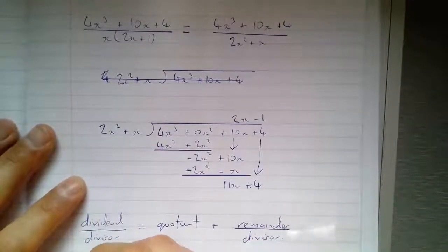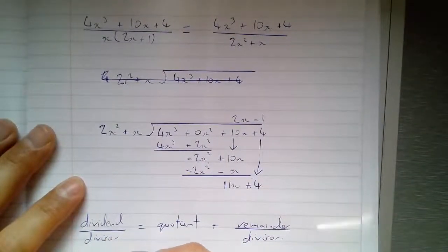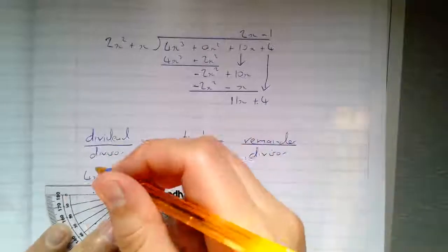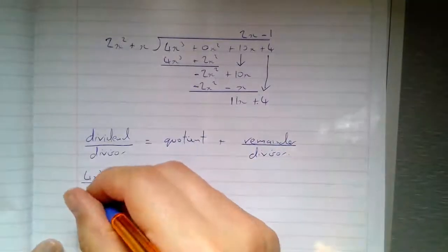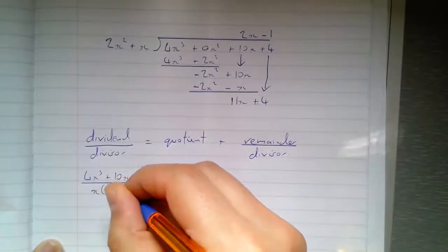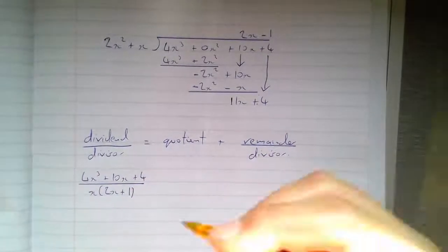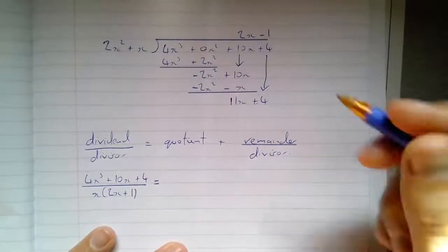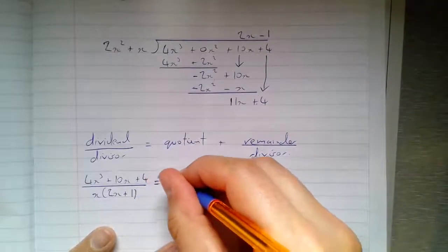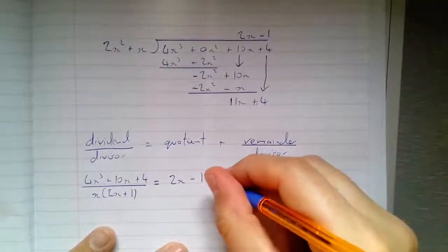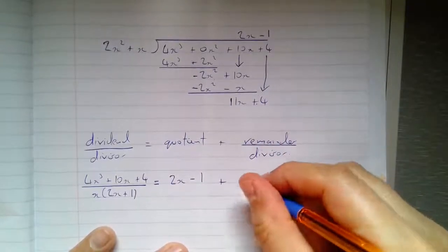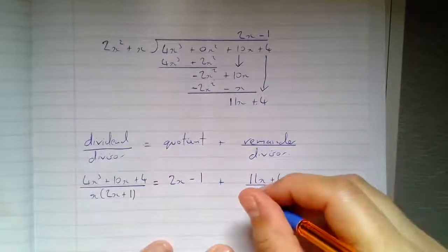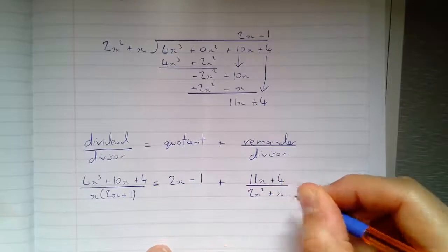So I've got 4x cubed plus 10x plus 4 all over x(2x plus 1). I've stuck this back into its factorised form because I know when I'm doing partial fractions that's the easier way to have it. The quotient here is 2x minus 1. And then I need to add the remainder. The remainder is 11x plus 4 over the divisor. The divisor is 2x squared plus x.